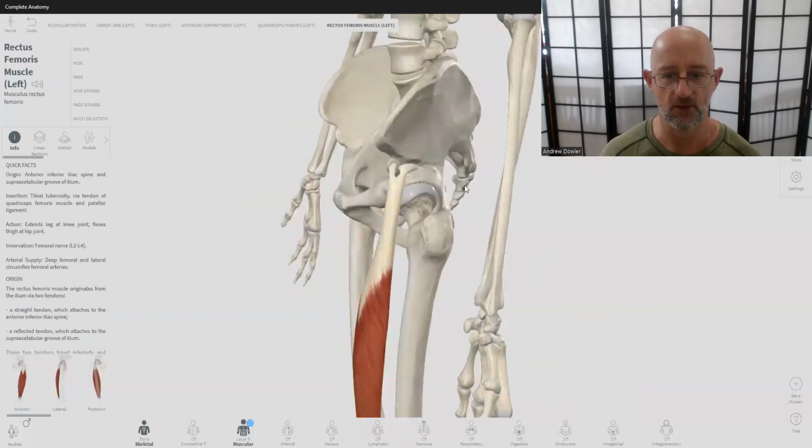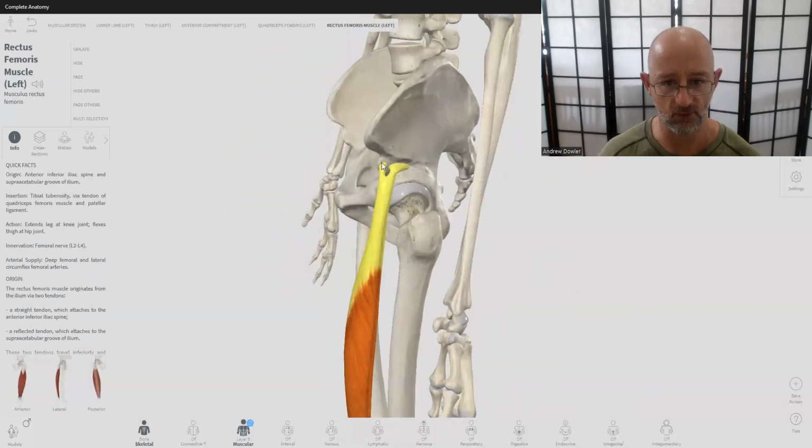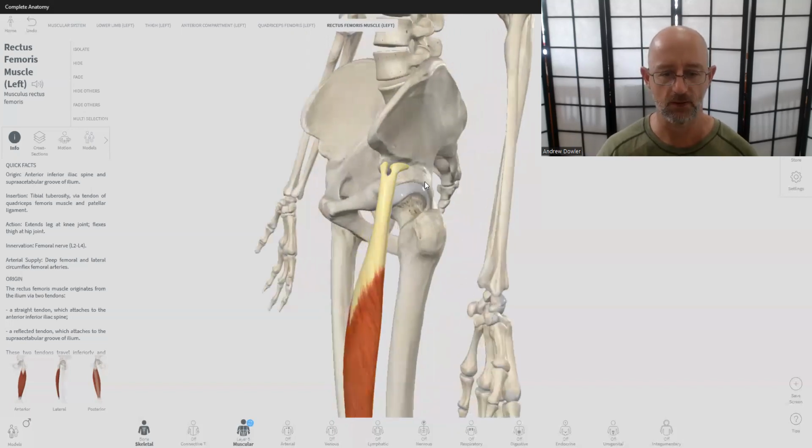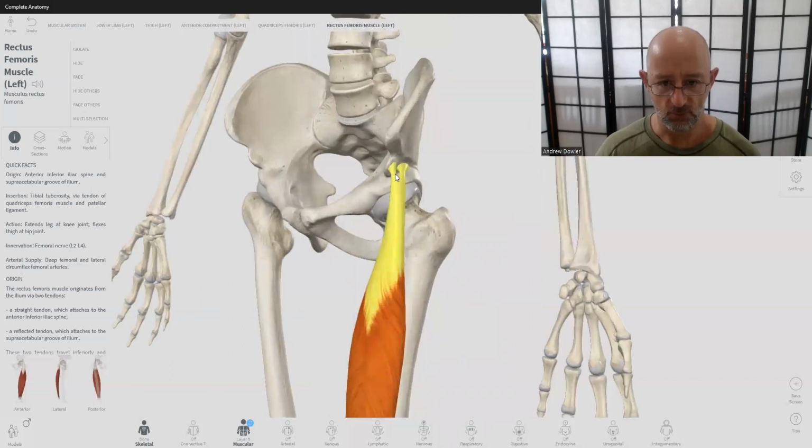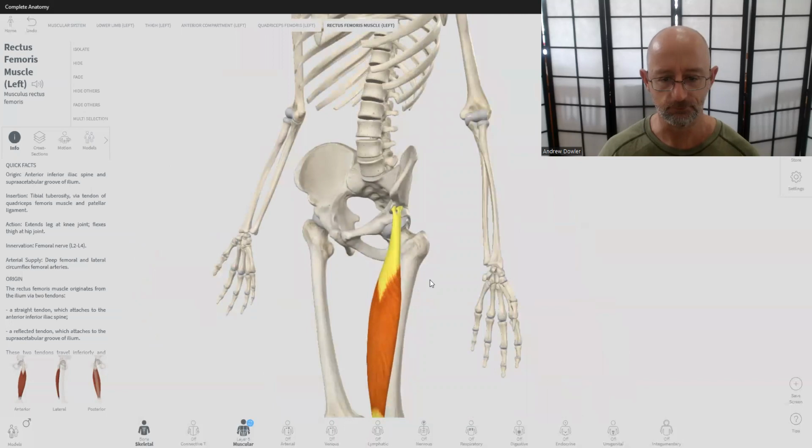All right, so part of the tendon goes to there, on the front of the pelvis. And then just below it, this section here is going to be our supra, meaning above, acetabular groove. This is the acetabulum here, and this is a groove there, the supra-acetabular groove. So it's essentially one tendon, even though it does bifurcate a little bit. The 2 tendons become one big tendon that goes into the quadricep muscle.